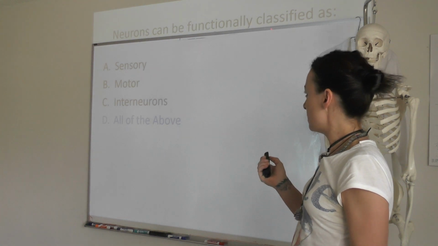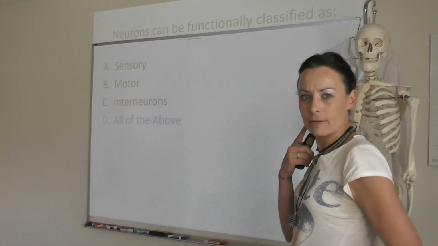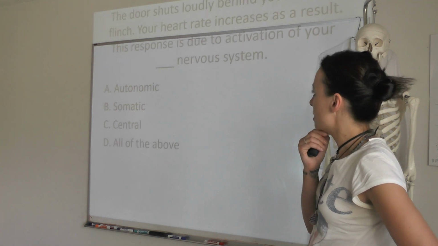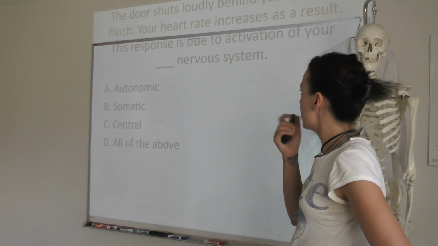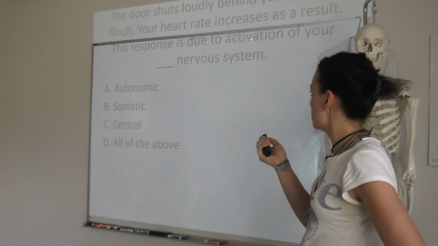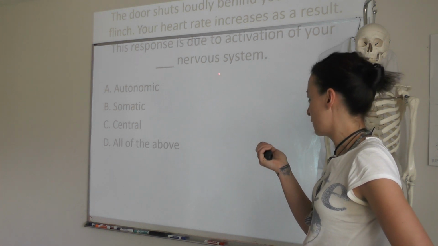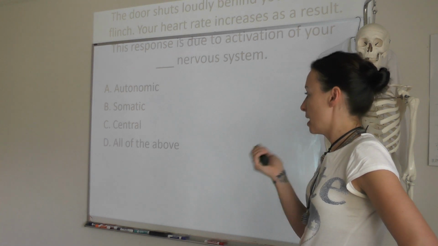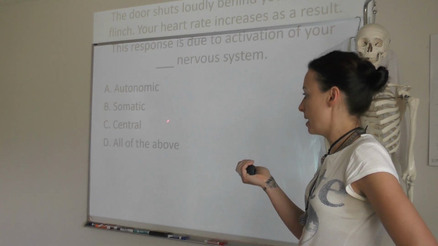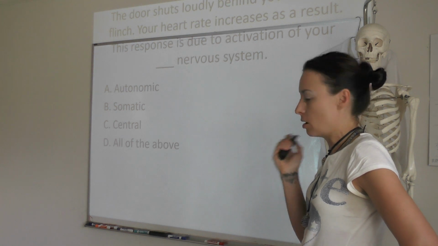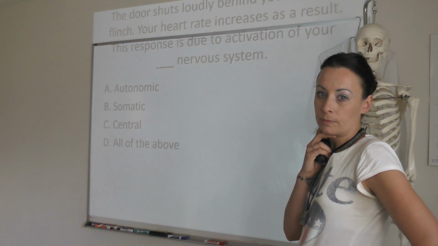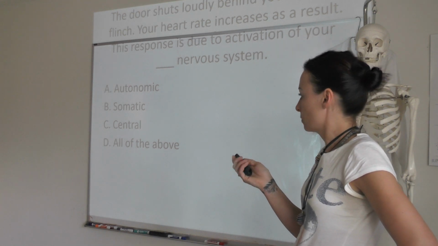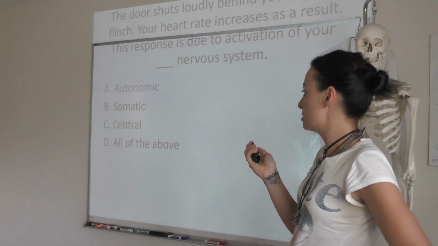They can structurally be classified as, I might have that question later, so I'll be quiet for now. Okay. The door shuts loudly behind you and you flinch. Your heart rate increases as a result. This response is due to the activation of your nervous system, of your blank nervous system. A, autonomic, B, somatic, C, central, D, all of the above. All right, the best answer for this question is autonomic.